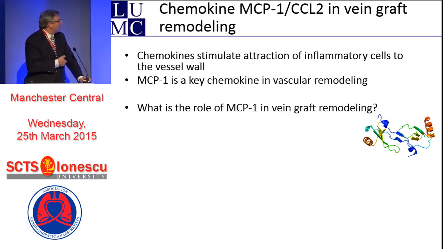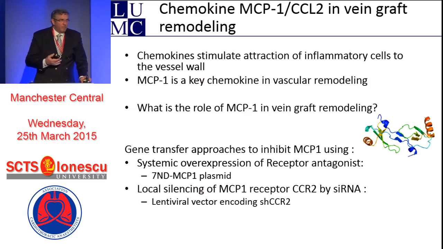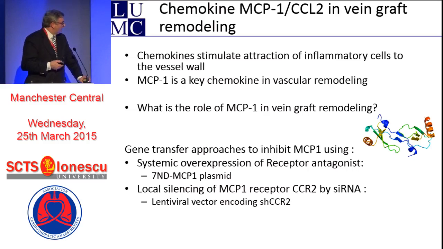MCP1 is, in many vascular remodeling processes in atherosclerosis, a first factor found. So our question was, how is this crucial factor in inflammatory cell attraction involved in vein graft remodeling? For that we used tricks based on gene transfer, with two approaches to inhibit the MCP1 signaling cascade. The first approach was to systemically overexpress a receptor antagonist of the MCP1 receptor, a mutant form of MCP1 lacking a short part of the receptor binding domain.